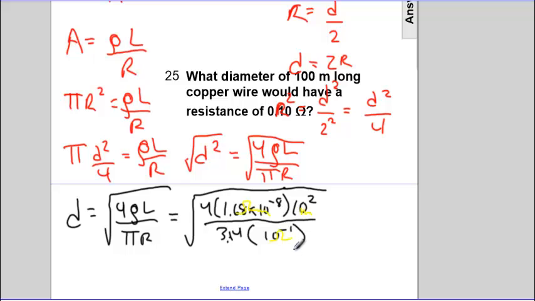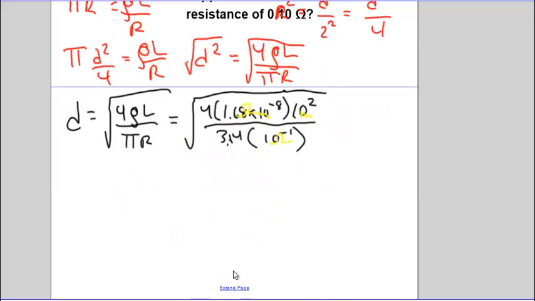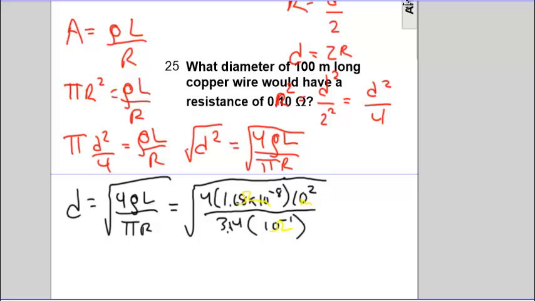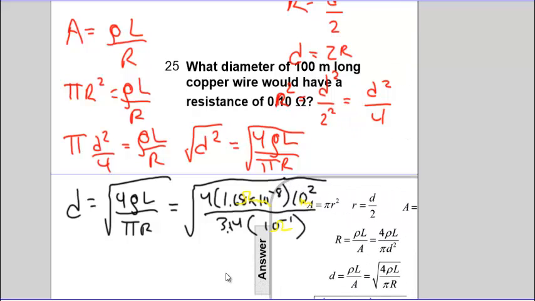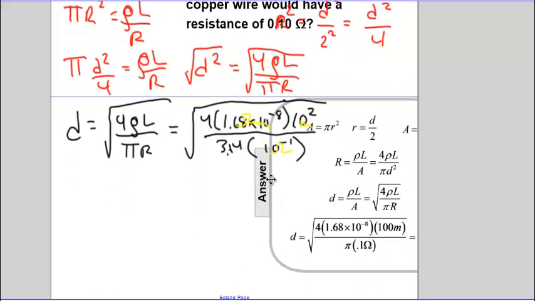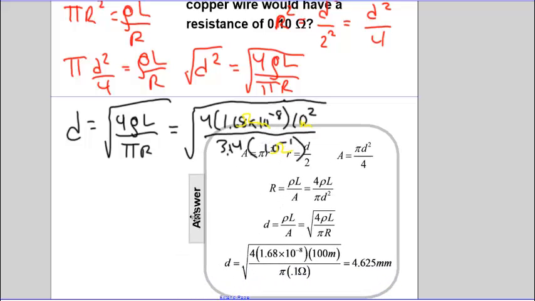What are ohms divided by ohms? That's 1. What are meters times meters? It's meters squared. Square root of meters squared will be meters. And then this is just a lot of computation. So let's just reveal the answer rather than pulling out the calculator and compare the substitution of the numbers in.